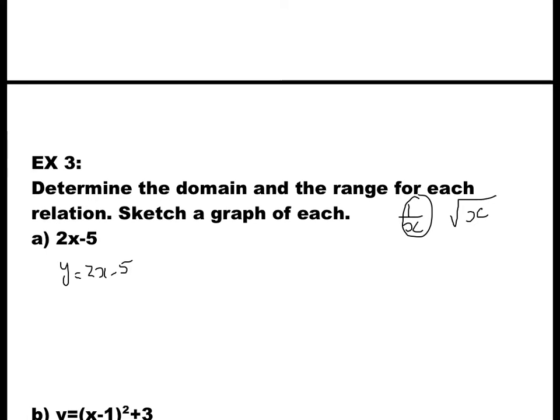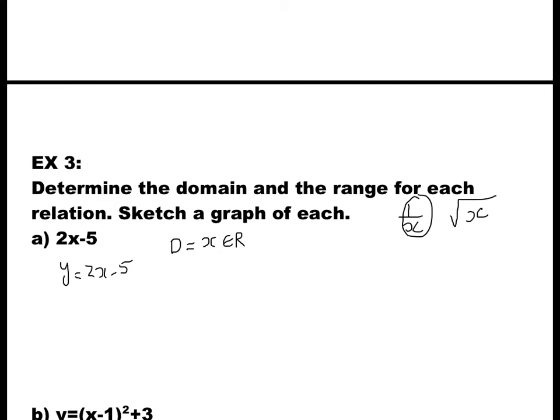Now, going back to our example, y equals 2x minus 5, x is not in the denominator and x is not under the square root. So we can say that the domain is equal to any x value in the real number set. There is no restriction on x.